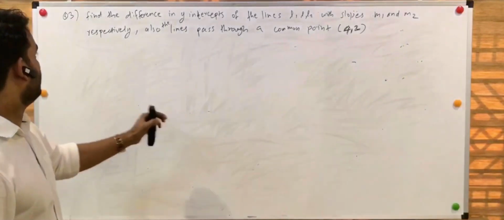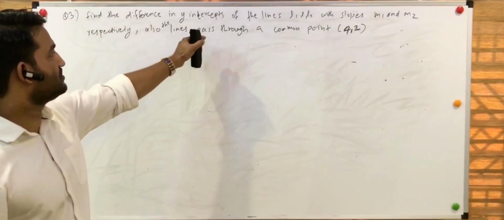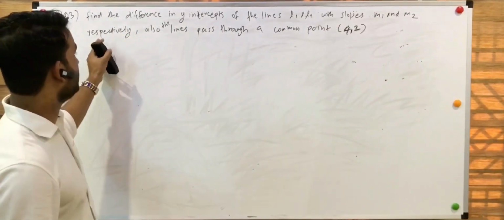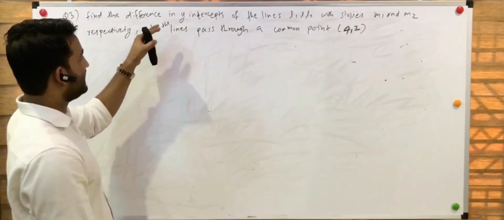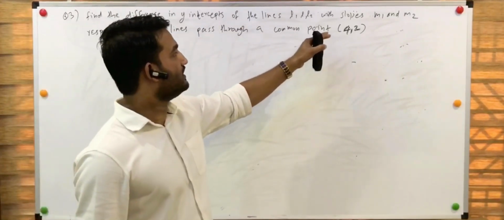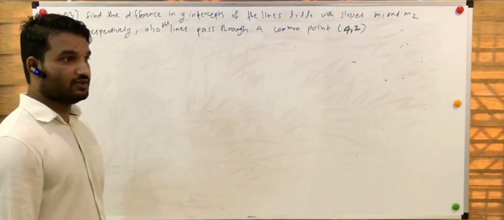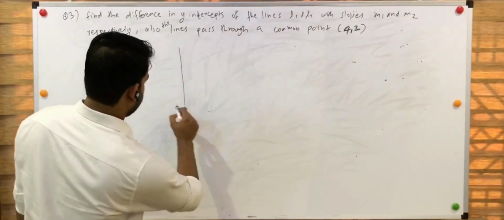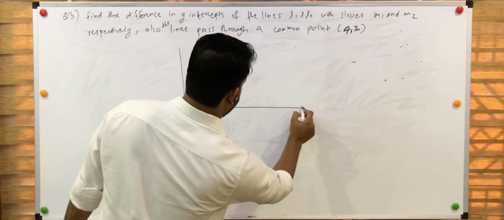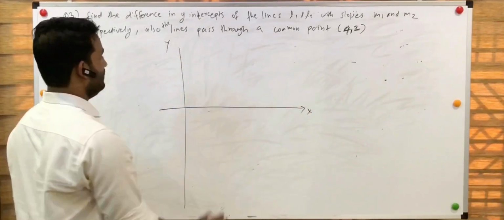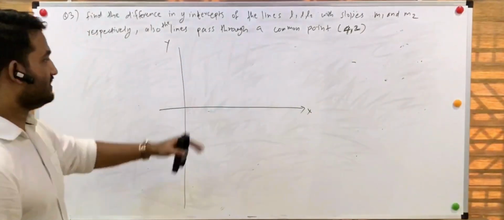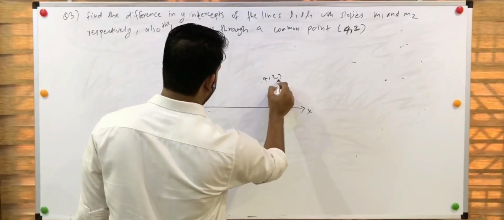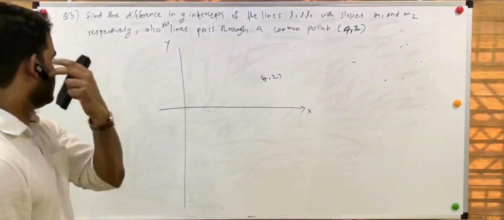This is the question. Find the difference in y-intercepts of the lines L1 and L2 with slopes m1 and m2 respectively. Also given that the lines pass through a common point (4, 2). Okay. So make a rough sketch. Here it is given that the lines pass through a common point, so (4, 2) would be somewhere here, and we have two lines L1 and L2.